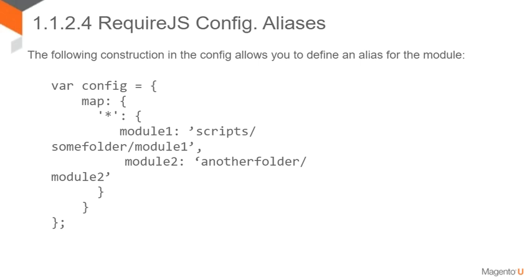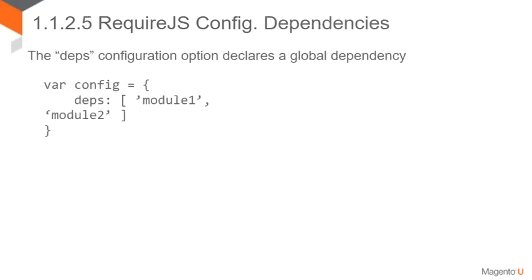This map is displayed on your screen. With such a configuration, module 2 and module 3 will receive two different instances as their module 1 parameter. Refer to the documentation for more details. You can declare global dependency using the deps config option. Using this option is equal to the call require deps function, which will do nothing but load dependencies.